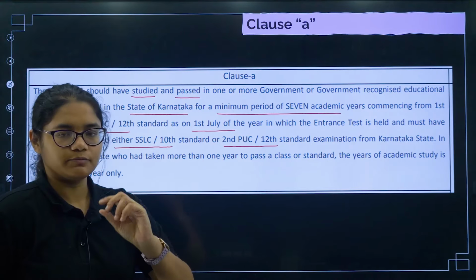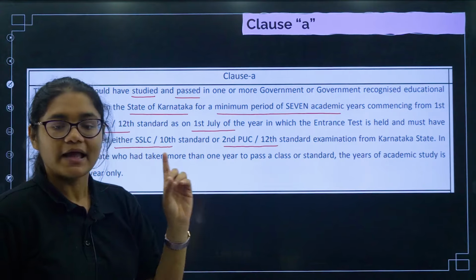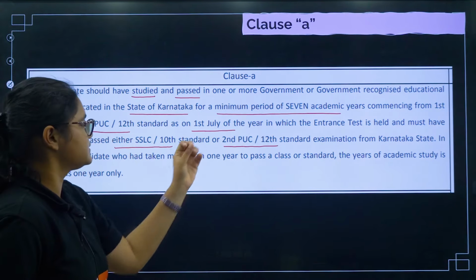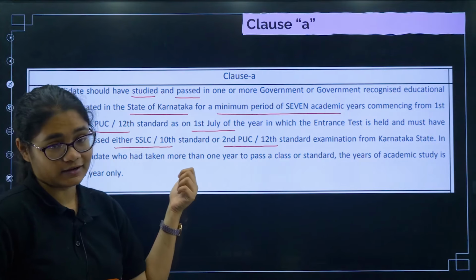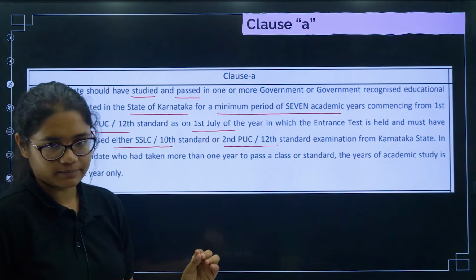So there should be a minimum of 7 years of study in Karnataka, and here also one catch is there. In that 7 years, you must have qualified at least your 10th standard or your 12th standard from Karnataka state.